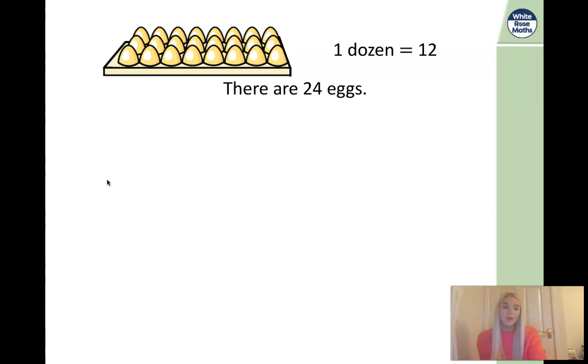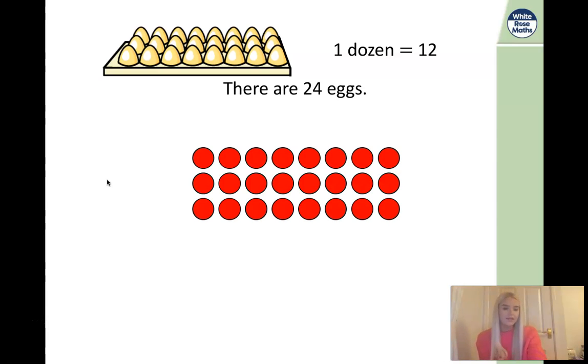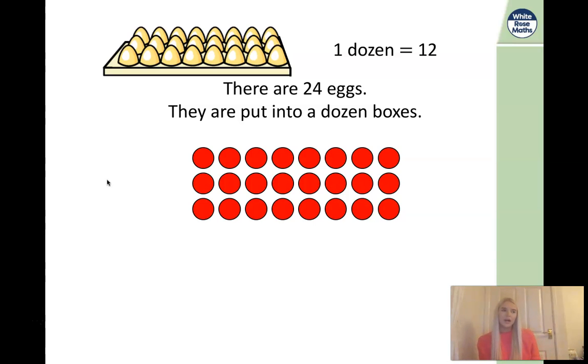Now, this time, we have 24 eggs. And my eggs are not real eggs. They're actually made into an array of counters. They are put into a dozen boxes, and remember, 1 dozen is 12. I wonder if anyone could quickly work out what 2 dozens would be. If it's 2 lots of 12, I can hear lots of you saying the answer. It would be 24. Well done.